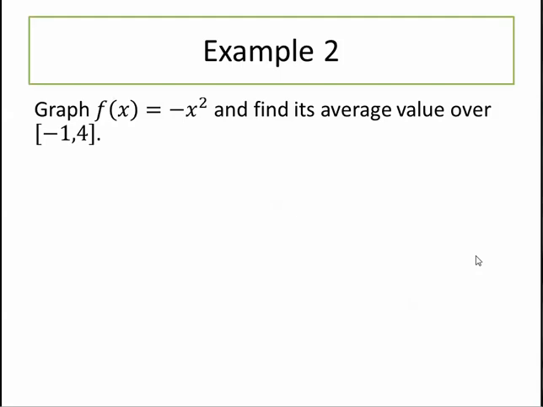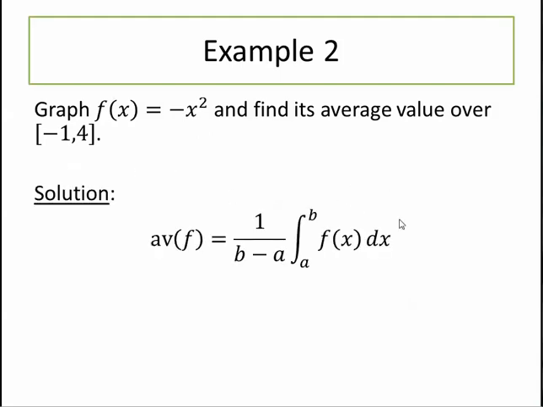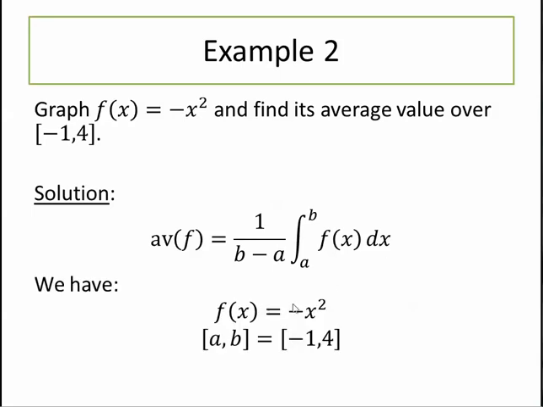So let's do an example. Let's graph this function f of x is minus x squared and find its average value over the interval minus 1 to 4. So the first thing we do is say, okay, the average value of f is going to be equal to this formula right here. Let's identify f of x, a, and b. We know that f of x is minus x squared, and we know a, b is equal to minus 1, 4.